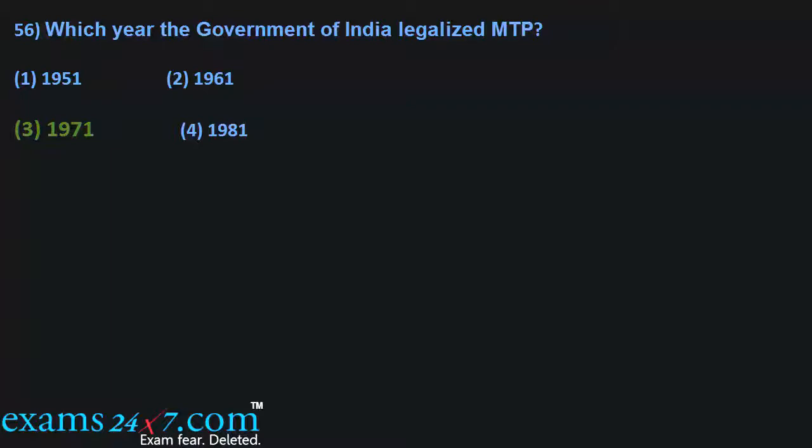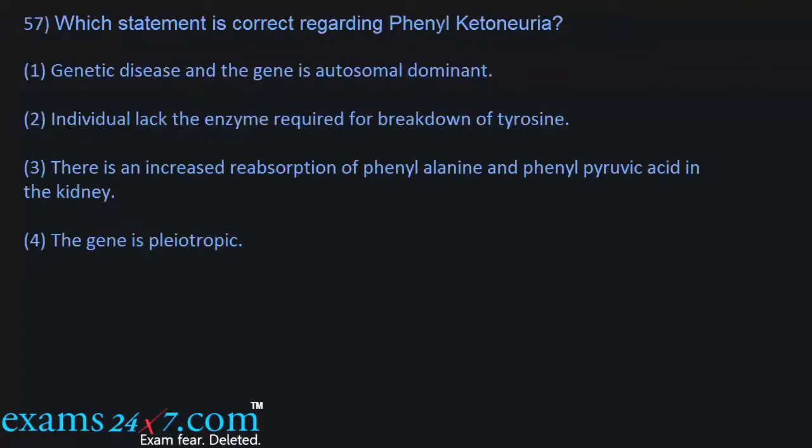After 10 years, that is 1961, it is called reproductive health and child care because both the mother and the baby are important. We come to question number 57. Which statement is correct regarding phenylketonuria? Statement 1, genetic disease and the gene is autosomal dominant.